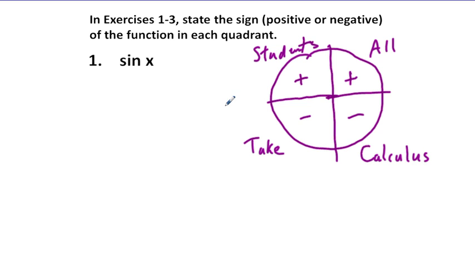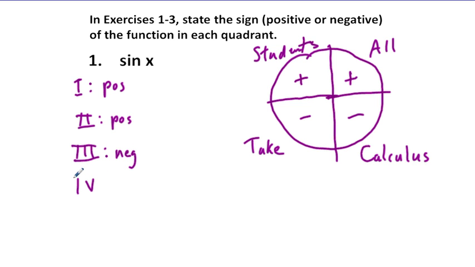So in quadrant 2, S stands for sine. Sine is positive. And then in quadrant 3, sine is negative. And in quadrant 4, sine is negative, because below the x-axis, the y coordinates are negative. So quadrant 1, positive; quadrant 2, positive; quadrant 3, negative; finally quadrant 4, negative.